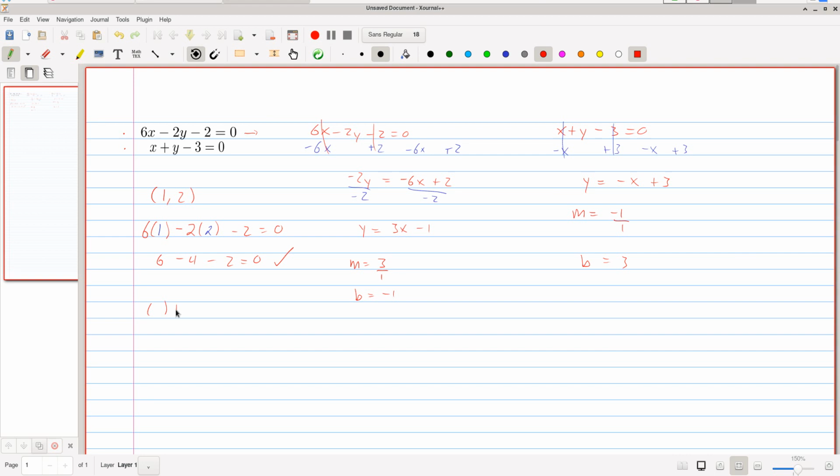We've got x plus y minus 3 equals 0. In for x, I'm going to plug in 1. In for y, I'm going to plug in 2. And if we evaluate, we've got 3 minus 3 is 0. So we know that this point is on both lines, so the solution is 1 comma 2.